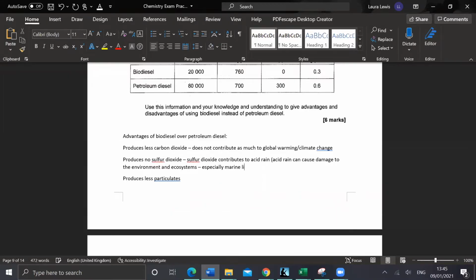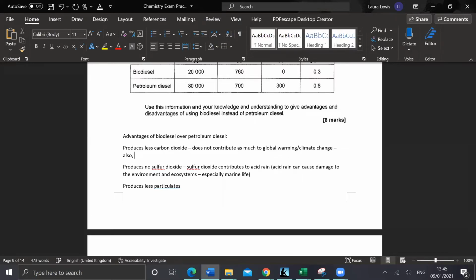So also carbon dioxide can lead to ocean acidification and death of corals and other marine life. I'm adding, we've got lots of information here, so less soot and pollution. Okay, so that's a particular because it's sort of like soot and things like that.